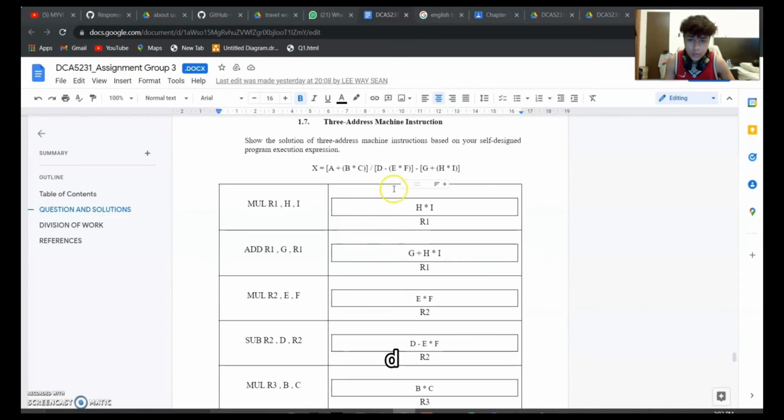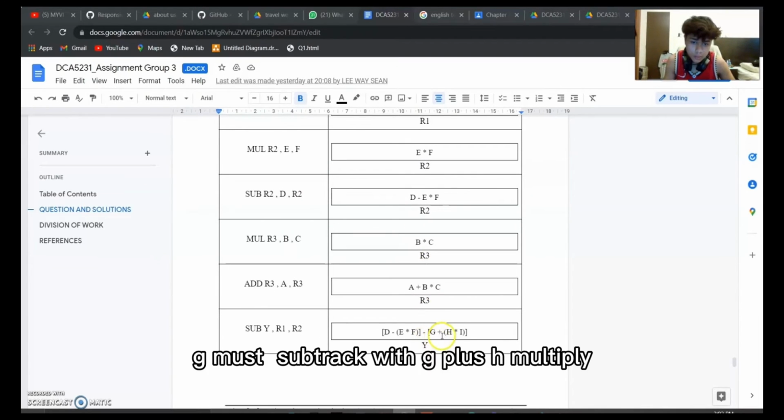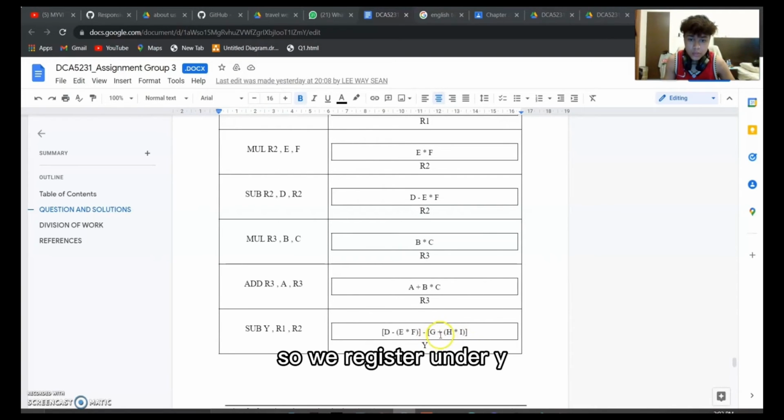So D subtract E multiply F, and G subtract with G plus H multiply I. So we register under Y.